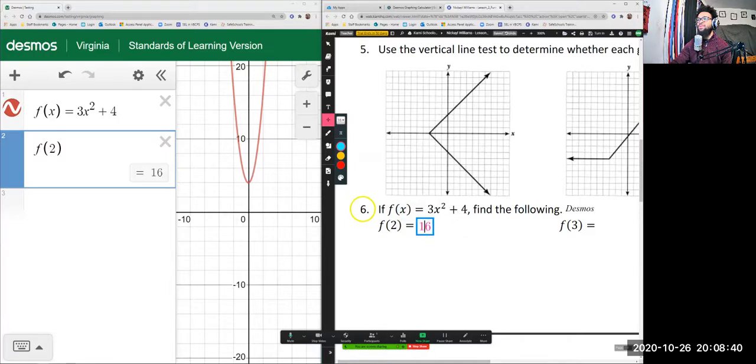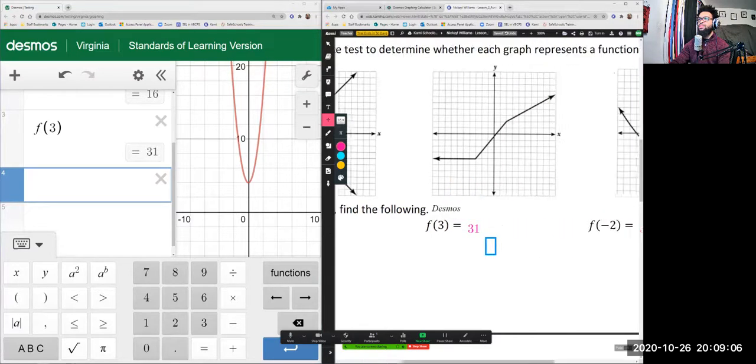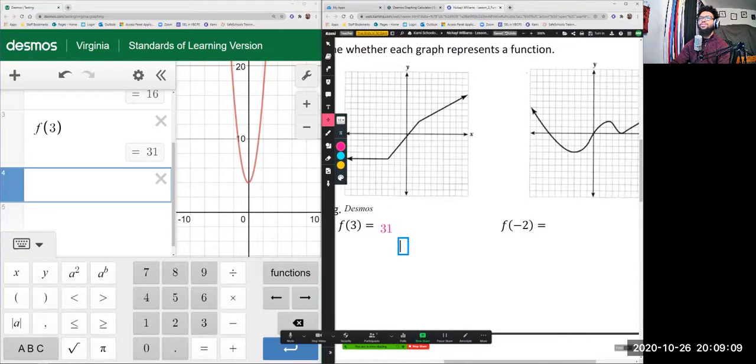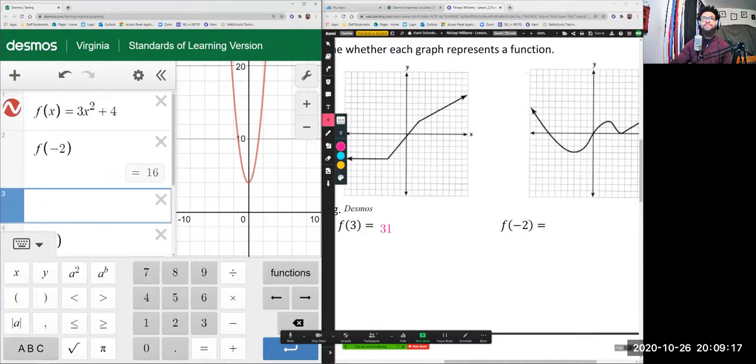We can go ahead and do that with this next one. It says f of 3. F of 3 equals 31. See how easy that was? It's taking all the hard work out of it. And I believe we had one more, which was f of negative 2. If you want to just go back in here and change the value, it will calculate it for you. F of negative 2 is going to be 16 as well.